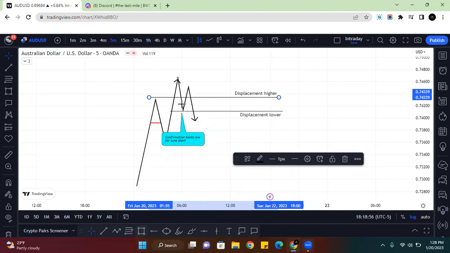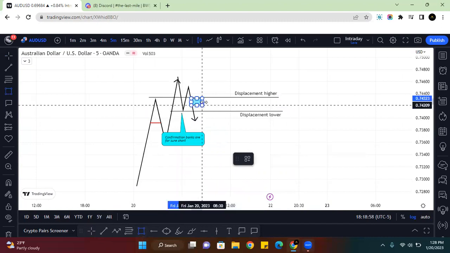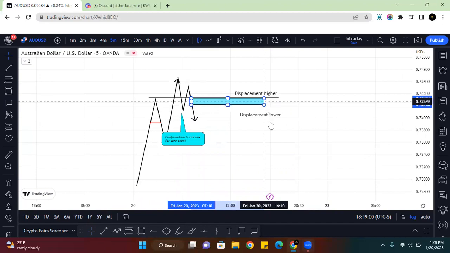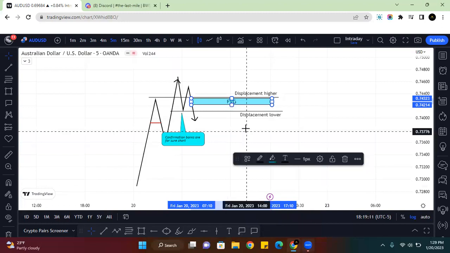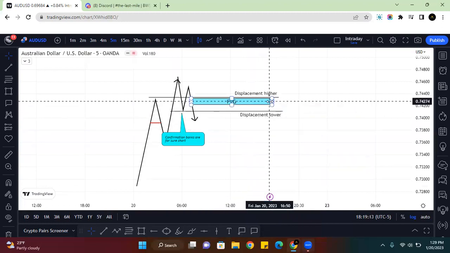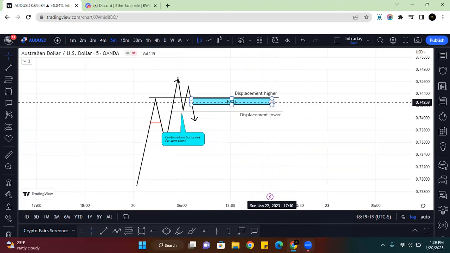You're going to be like, okay, in between the displacement higher and the displacement lower, you're going to look on your entry time frame, whether that be the 5 minute, the 15 minute, doesn't really matter, whether you like to enter on the 1 minute, right? You're going to see if there's going to be a fair value gap, right? If you don't have a fair value gap on the 15 minute, drop down to the 5 minute. Is there a fair value gap? Yes or no? If the answer is yes, draw it in, right?